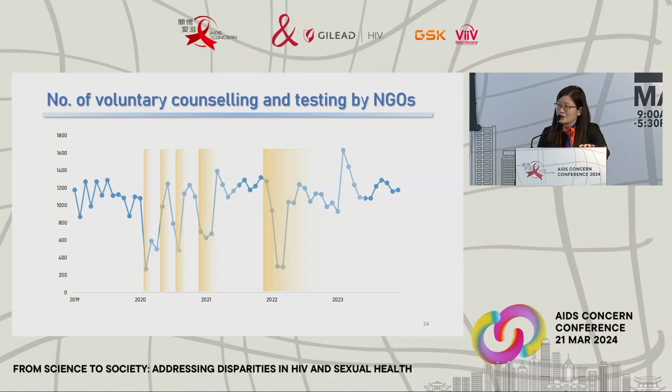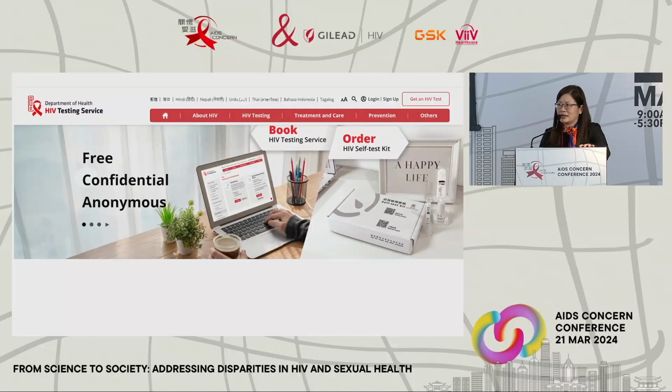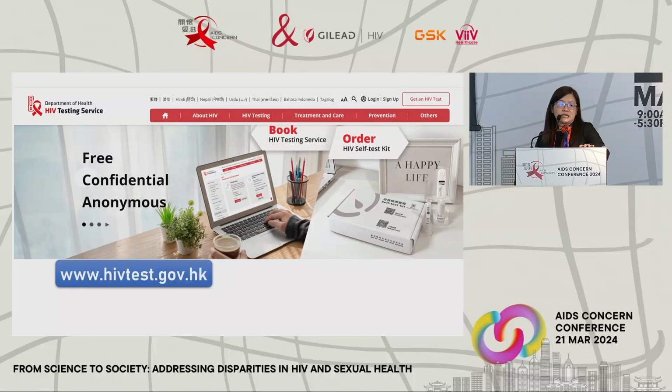So to further enhance testing, our department has had an initiative since last November. Everyone, apart from the key population, can order a free testing kit from the website. We hope that this initiative can further decrease the barrier and enhance testing.